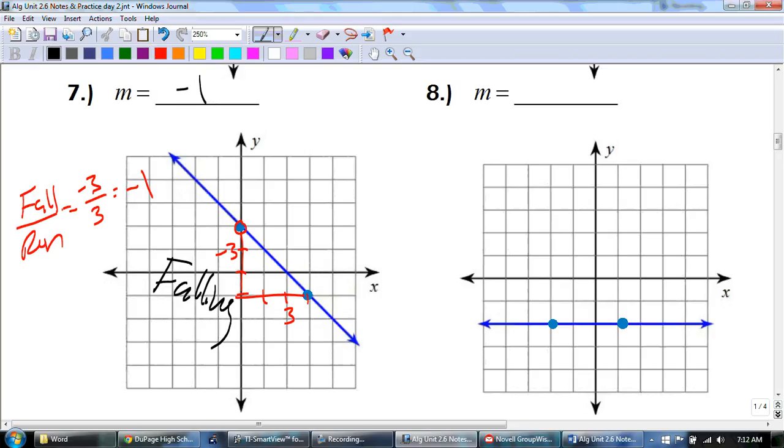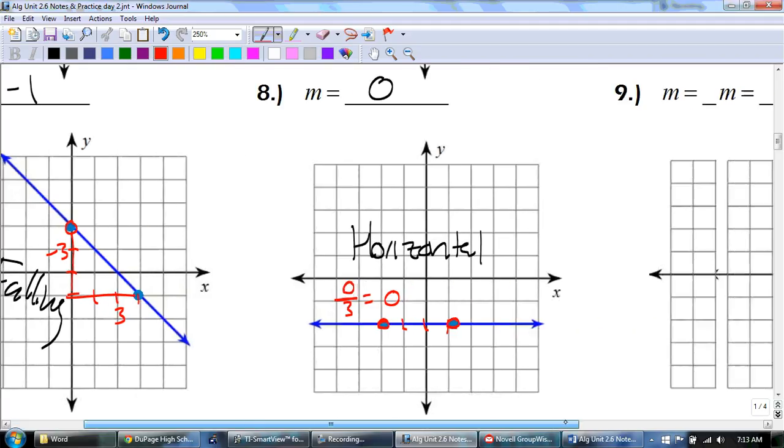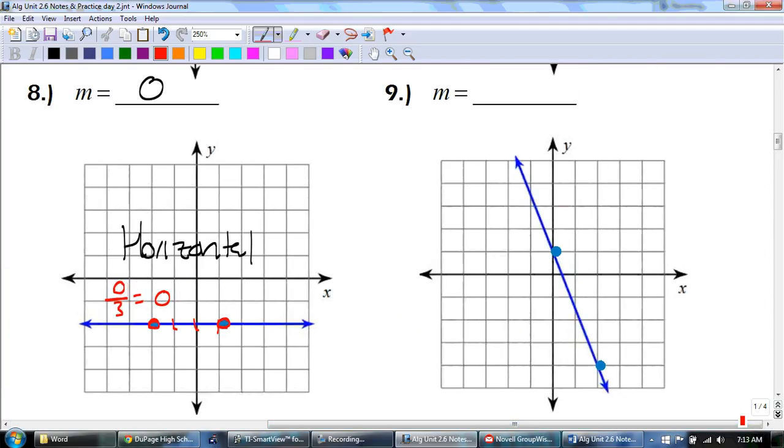Okay, number 8. Right away, I see that this is horizontal. It's a lazy line, and lazy lines have a 0 slope. Okay, we talked about how memorizing that would be very helpful. Now, to prove it, those are my points from left to right. I don't go up or down, so my rise or fall is 0, but then my run is 3. And 0 divided by 3 is 0. Remember, we cannot have a 0 in our slope. We need to figure out what it is.